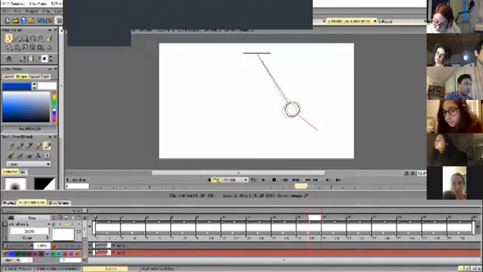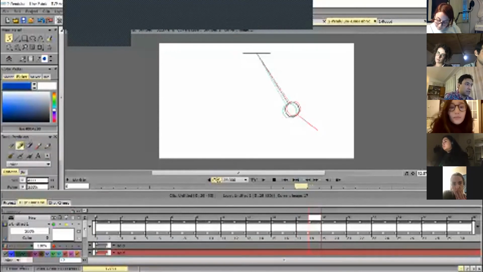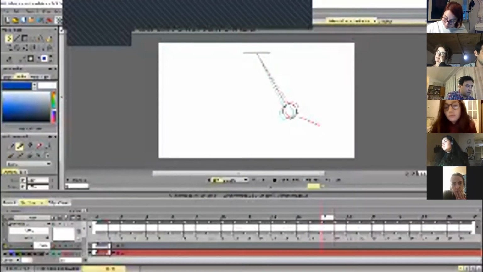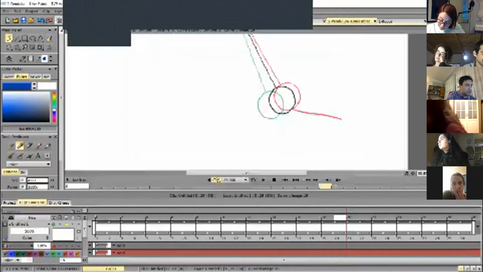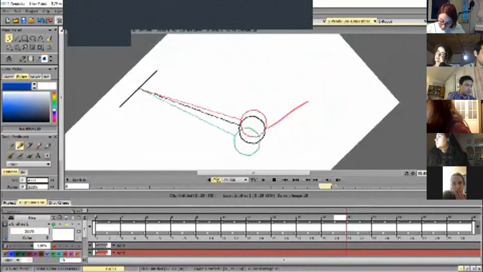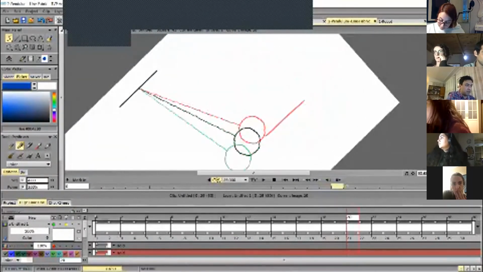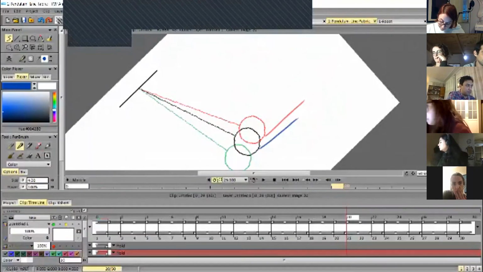I'm going to draw like this. It continues past, and then it will be dragged behind the pendulum.